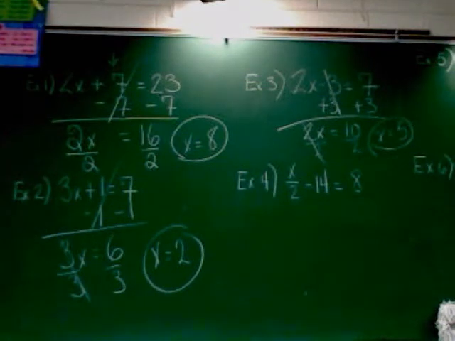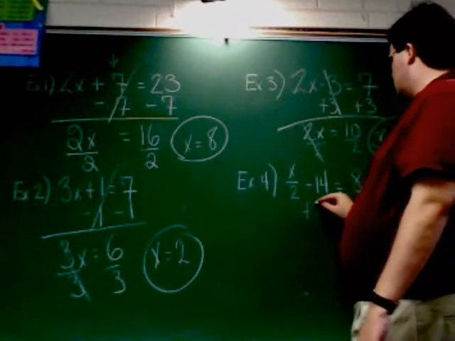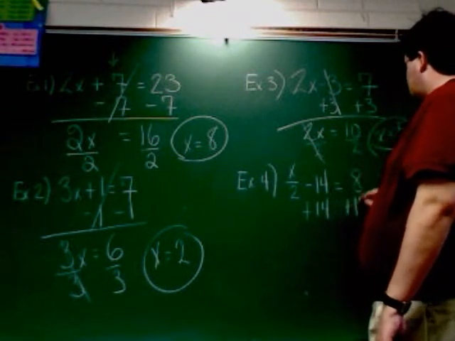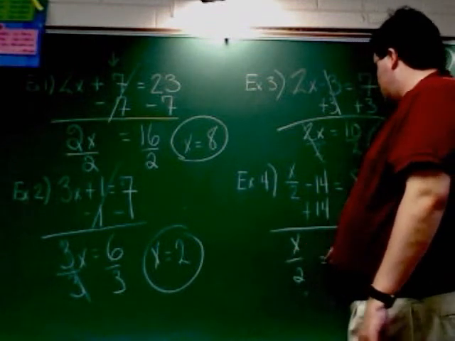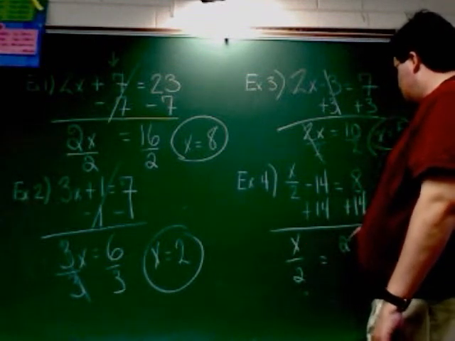All right. So first thing I have to do then is I have to move the lonesome numbers over to the right side. What's my lonesome number? 14. There's a subtraction in front of it, so I'm going to have to add. Good. So I'm going to add 14 to both sides. All right. So I do that, and I get x over 2 equals, that's going to be 22.